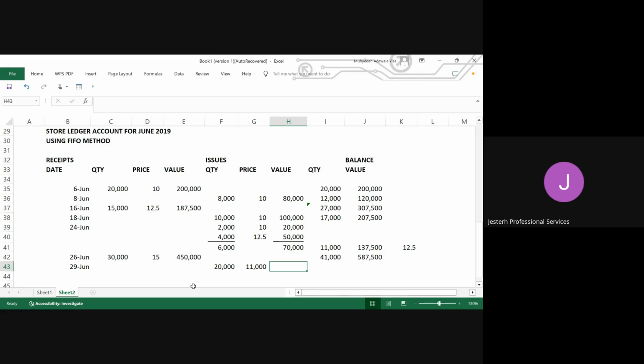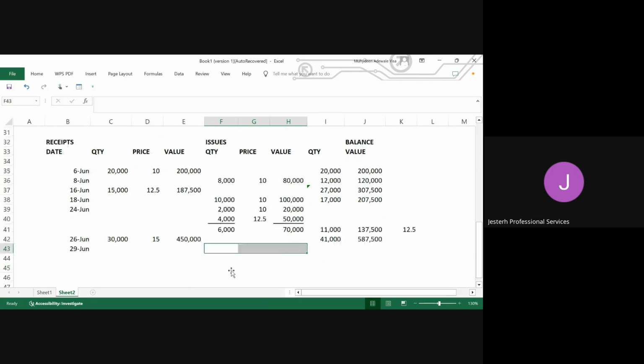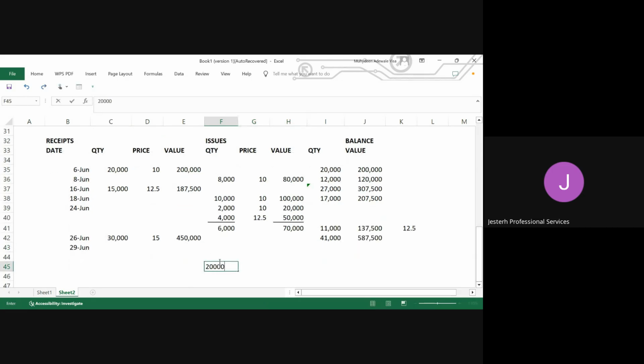And at what rate is this old one valued? 12 naira 5 kobo. All right, we want to issue out 20,000. Now in the store before we are having 11,000, at what rate? At 12 naira 5 kobo. So how are we going to get the total value?